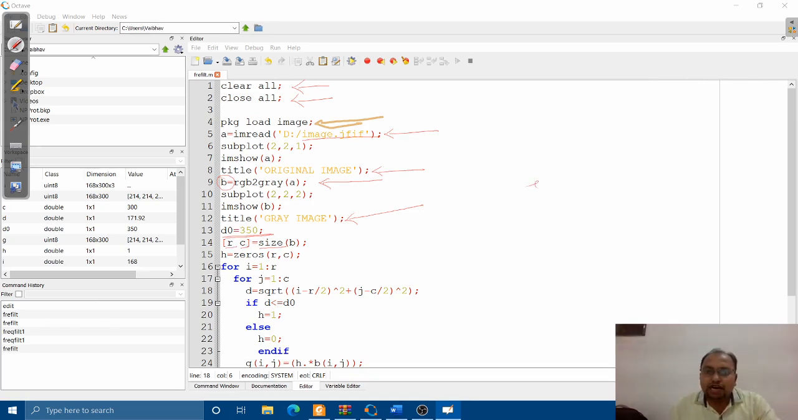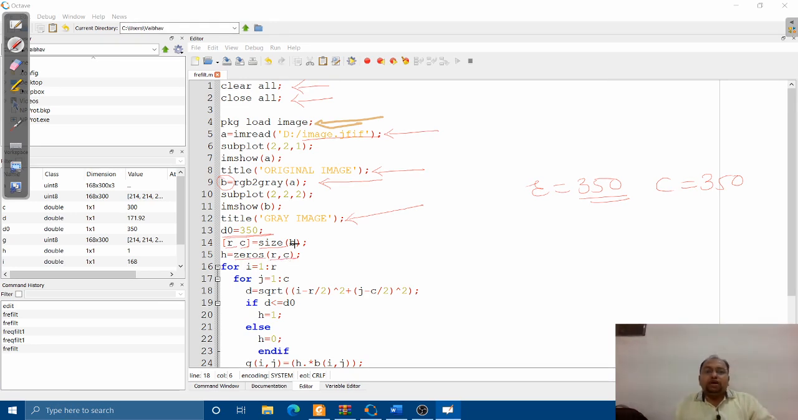So R will hold some value. Let us say 350 is the size of that particular B, and similarly the number of columns is let us say 350. So let us say a 350 by 350 image is there. Those sizes will be copied to these R and C variables. And then we are going to write zeros of R and C.